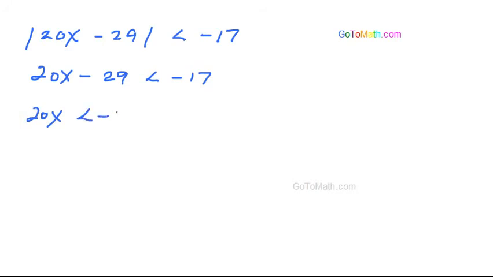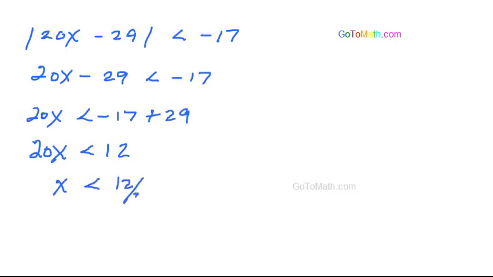So we got negative 17 plus 29. And what do we got there? 9 and 3 is 12. So we got 20x is less than 12. X is less than 12 over 20. And therefore x is less than, and of course that's going to end up reducing down to 3/5 it looks like. X is less than 3/5.